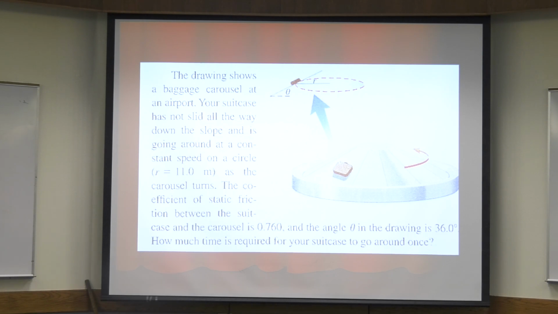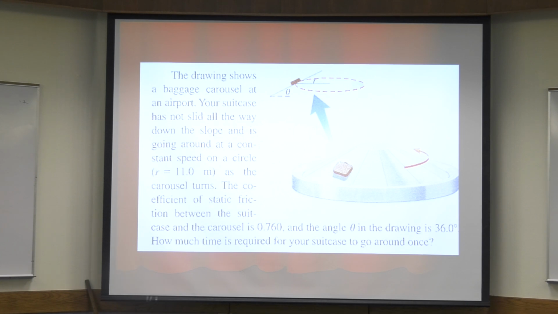Okay, the drawing shows a baggage carousel at an airport. Your suitcase is not slid all the way down the slope. It goes around at a constant speed on a circle, uniform circular motion, right, as the carousel turns. The coefficient of static friction between the suitcase and the carousel is 0.76, and the angle is 36 degrees. How much time is required for your suitcase to go around once? Oh, man. This is a good one.